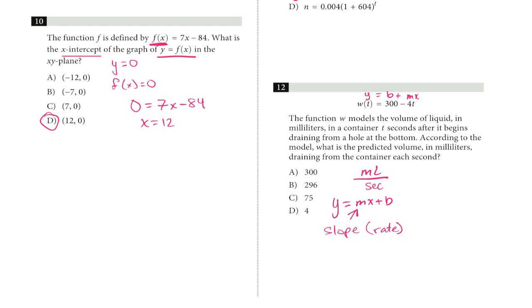So looking at this line, the slope is -4, and the negative just means that it's leaving the container or being drained. So that's why here the answer would be +4, because you wouldn't say I'm draining -4 milliliters. You're draining 4 milliliters, but that is being taken away from the volume. So that's why in our line, we do put the minus sign.